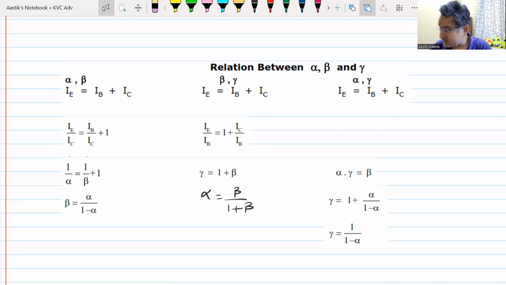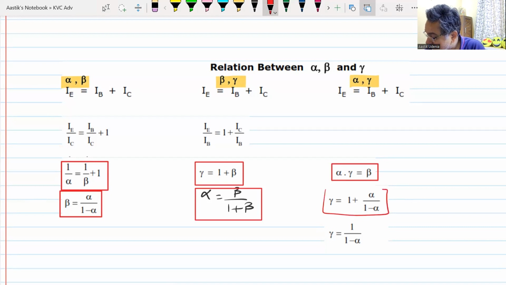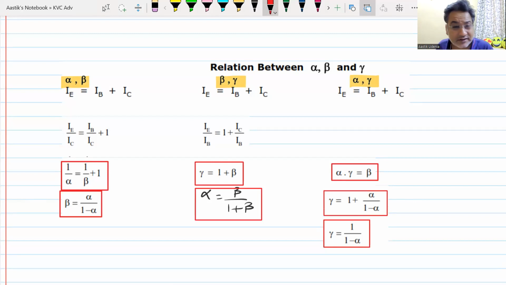Then this table tells us all the possible relations between alpha, beta, and gamma. Remember all these relations, because any one question that comes is going to utilize one of these relations. If you can remember just one relation between alpha and beta, and one relation between alpha and gamma, you should be able to make out all the relations. I have given you all the possible iterations: relation between alpha and beta, between beta and gamma, between gamma and alpha. The more ways in which you can remember this, the better it is going to be for you. I'll give you a minute to note this down.